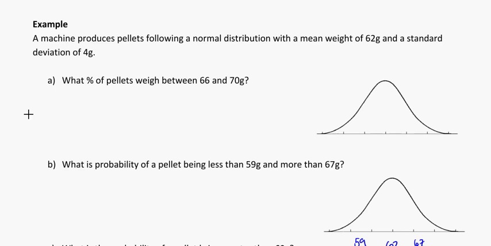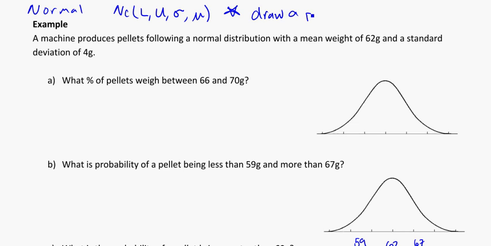Alright, so taking a look at more normal distribution problems. Remember, for my calculator, we're going to use NCD. We need a lower limit, an upper limit, our standard deviation, and our mean. And it's important that you draw a picture to help you see what you need to solve. It really helps out until you get your head totally around this.